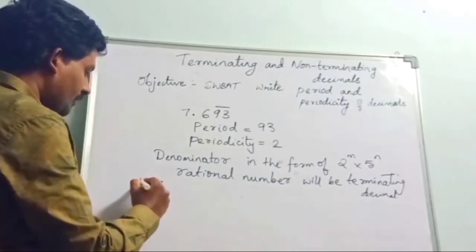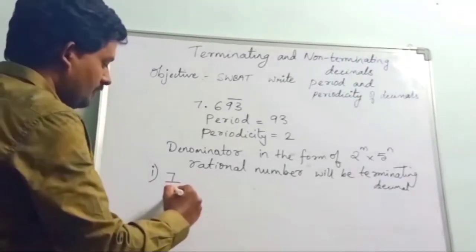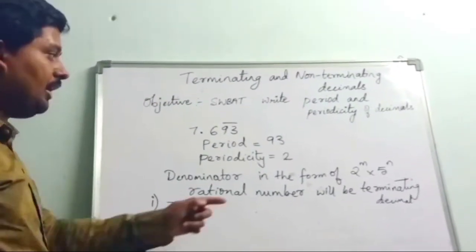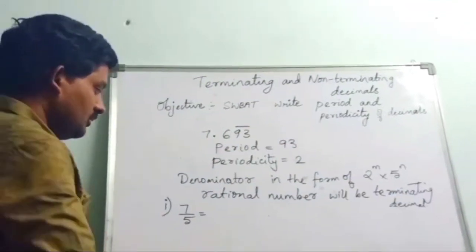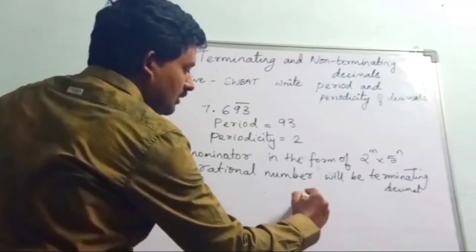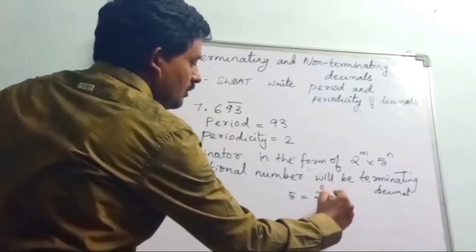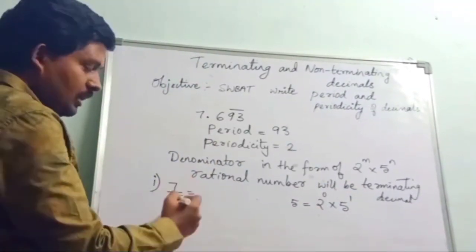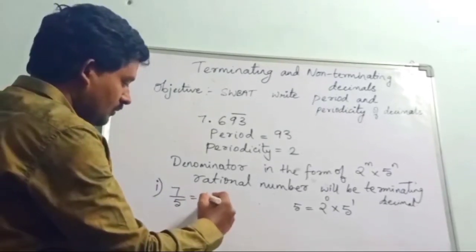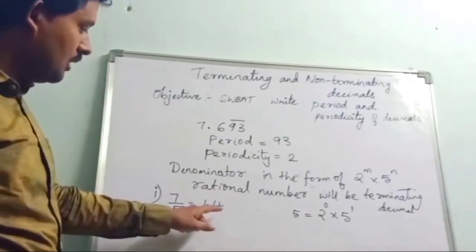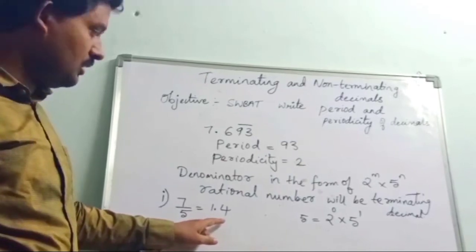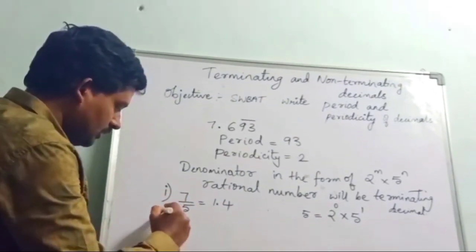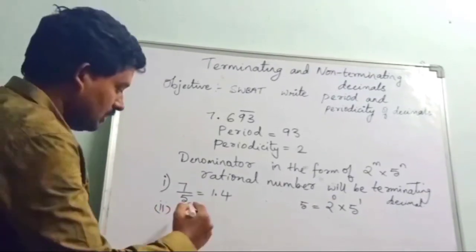First, 7 by 5. Can we write 5 in that form? Yes, 5 is nothing but 2 power 0 and 5 power 1. So what is the decimal form that we got? 1.4. Is this terminating? Yes, because it stopped. We'll verify for the second one as well.